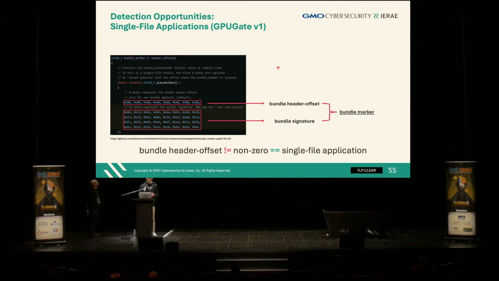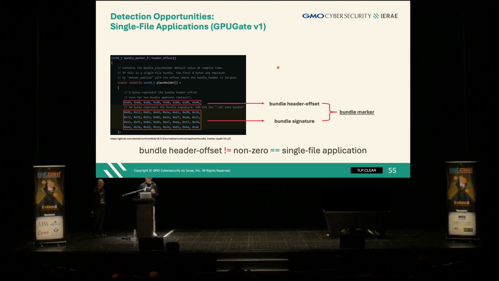So next I want to look at some detection and hunting opportunities for GPUGate version 1. As I mentioned earlier, GPUGate version 1 is a single file .NET application. One way to identify this type of executable is through a static variable in the file itself called the bundle marker. During startup of this type of executable, the launcher checks this marker to see whether the executable is a single file bundle or not.